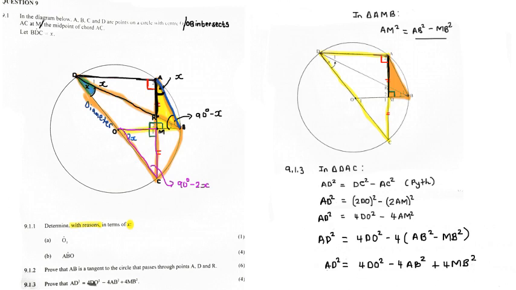Okay, so now let's compare. We've got 4DO squared minus 4AB squared plus 4MB squared. So that's exactly what they wanted us to show or prove.